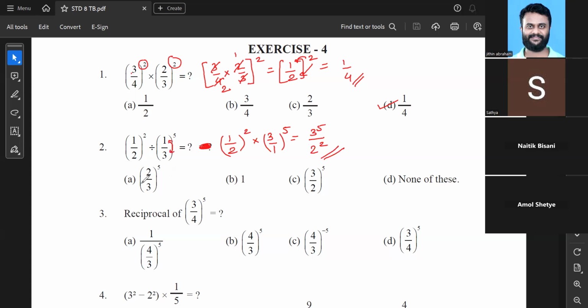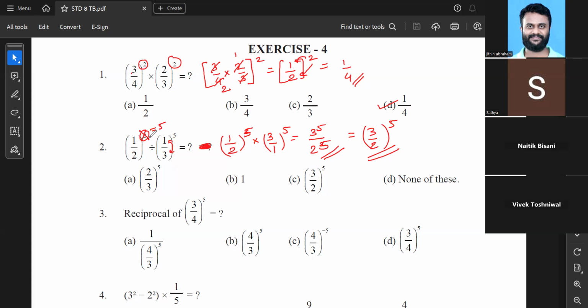This is your answer, which is definitely not there in the options. So I'm assuming probably this can be a printing error. Can you check the book whether it is 2 or 5? Sir, it is 5. It is 5, right? So yeah, I thought so. Yeah, it's 5, which means if this is 5, this will also be 5. Then your answer is 3 by 2 whole raised to 5.